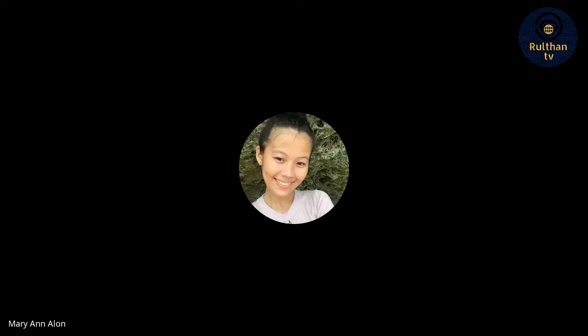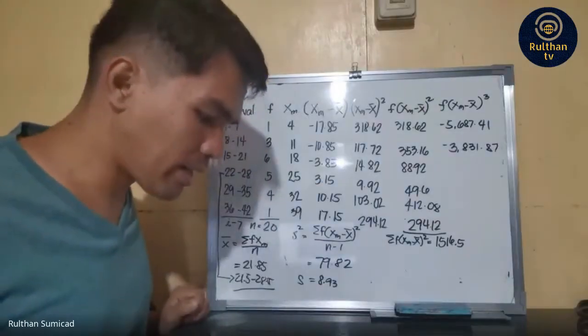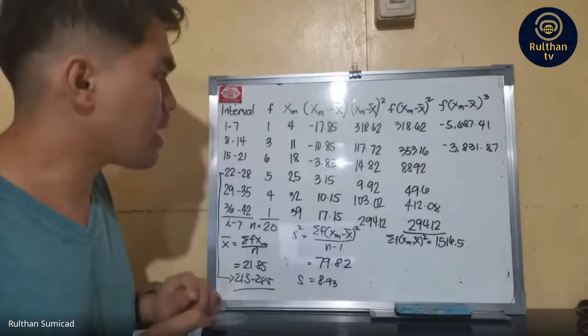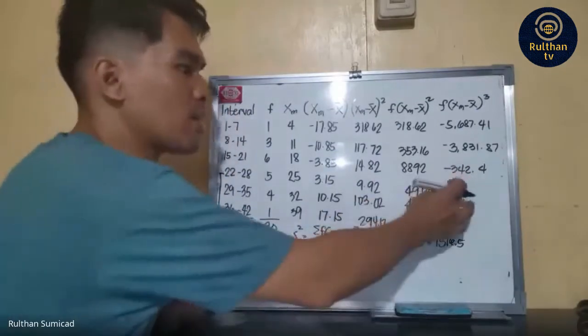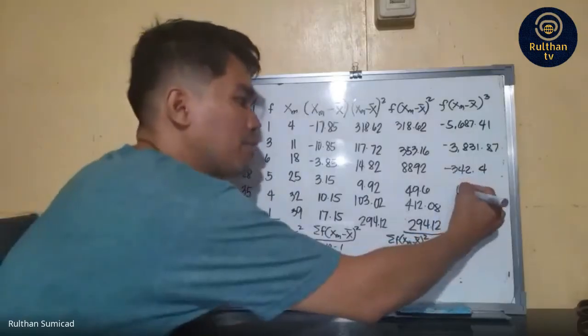Negative 5,687.41, sir. Okay, wait lang. Negative 5,687.41. Negative 3,831.87. Okay, there you go. 808.87. Next entry. 342.40, sir. This is still negative. Yes, this is already positive. 156.28, sir. Okay, that's 156.28. 4,182.71.